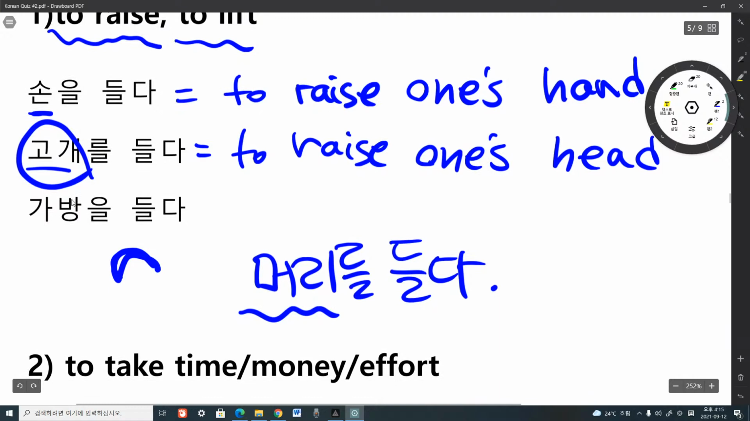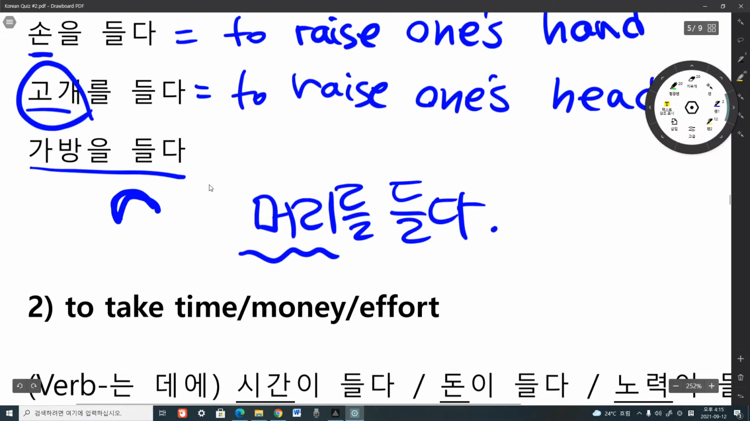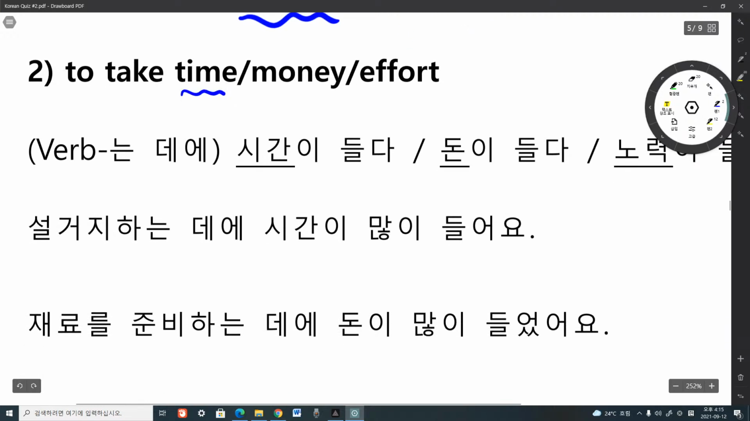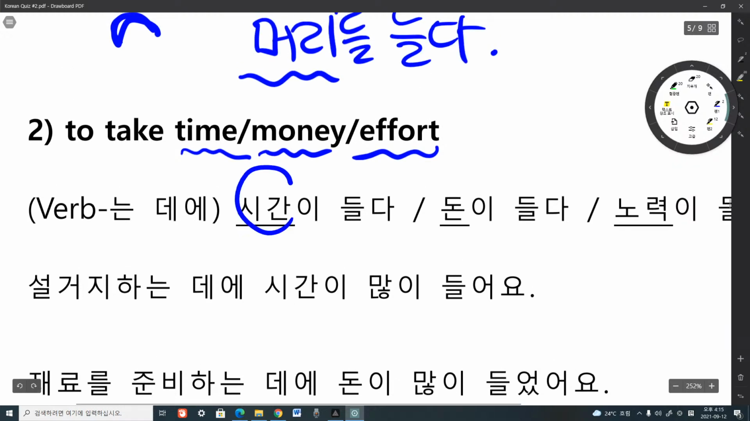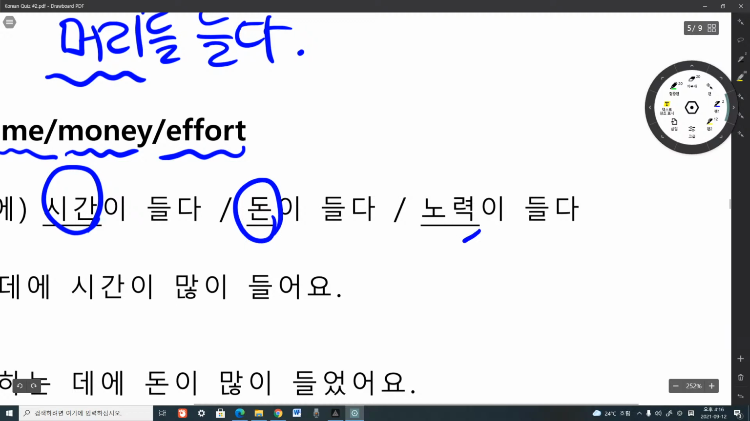고개를 들다. 그 다음에 가방을 들다 is like to lift a bag, to physically lift the bag with your hands. 가방을 들다. And 들다 also means to take time or to take money or effort. So 시간이 들다 would mean to take time. 그 다음에 돈이 들다, to take money. 노력이 들다, to take effort.